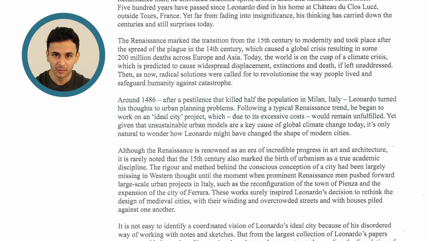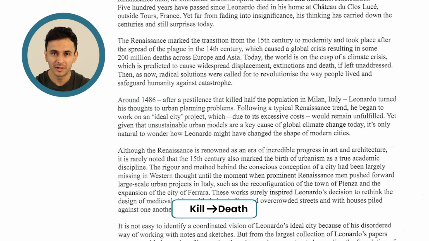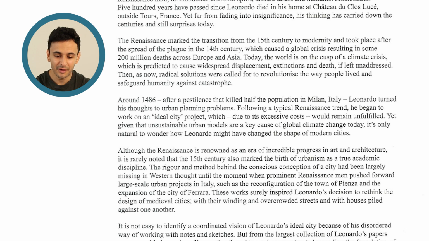So the first keyword that I can actually spot there is kill, and I know that is related to deaths. So these two words are like a synonym. Now, the other thing is a pestilence. I'm not gonna lie, I haven't seen this word before, but I can immediately guess from the context here that a pestilence is more like the plague. So that's one of the things that you should know.